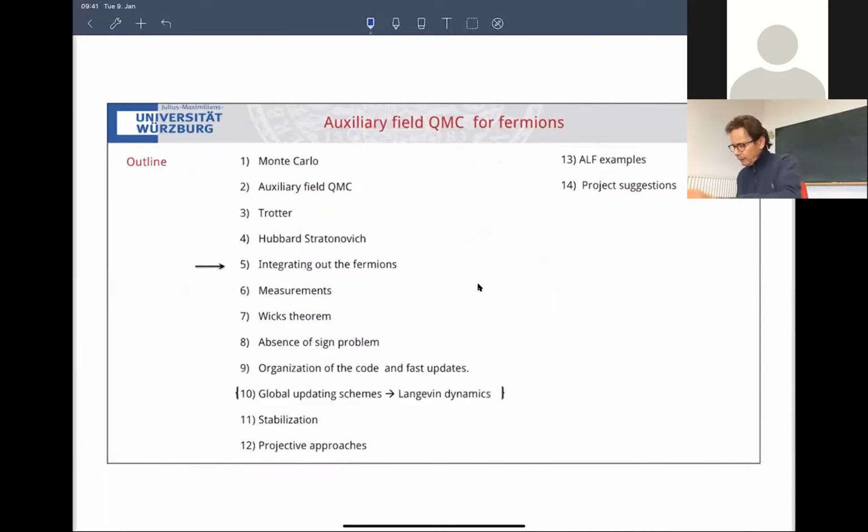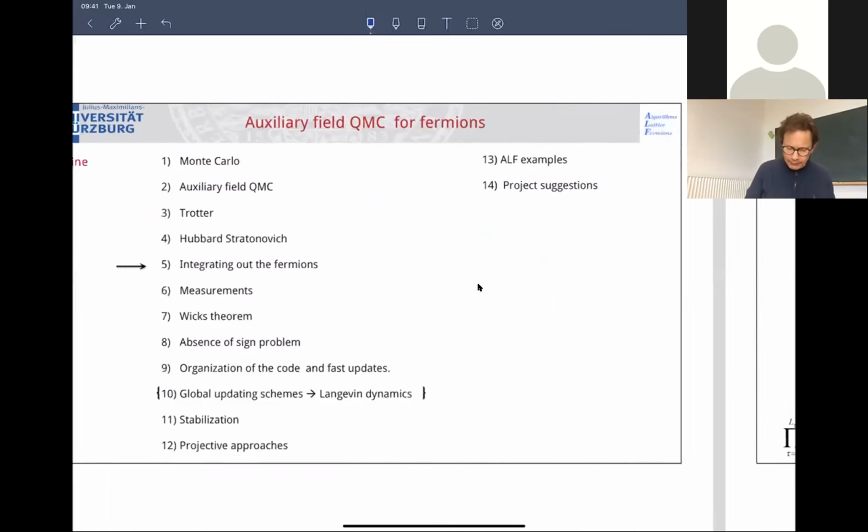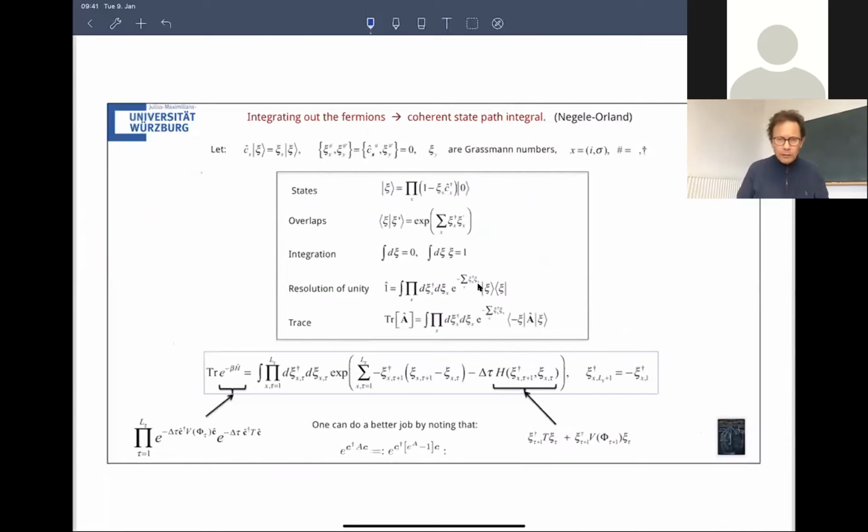So integrating out the fermions is rather technical. There are many ways of doing it, but the most elegant way is to pick up, for example, Negele-Orland and read about coherent state path integrals. Because if you have this, then everything becomes very, very easy to compute, and you can see rather easily where the structure comes from. Of course, I cannot go through Negele-Orland now, but these are the points.